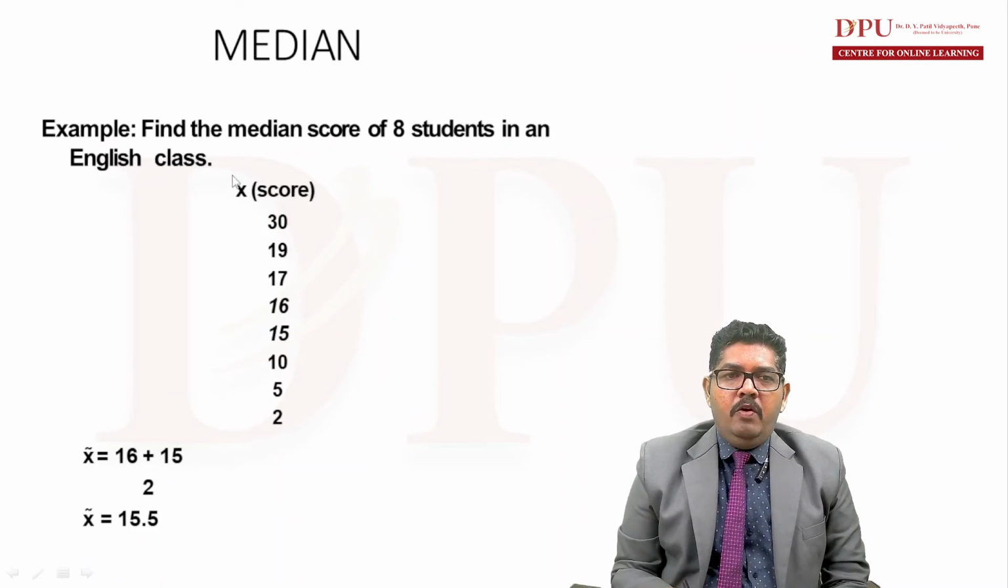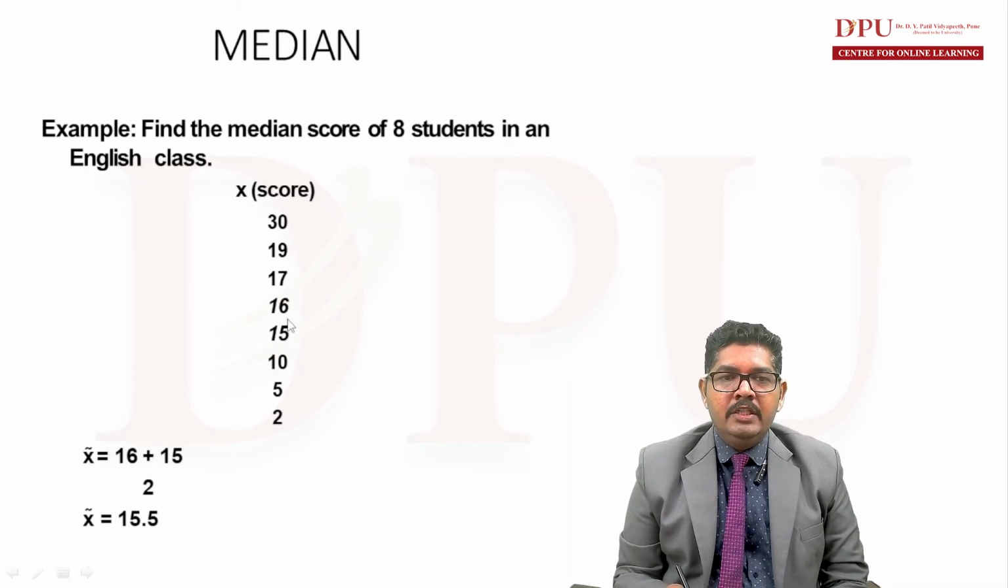Now, find the median score of 8 students in an English class. These are the scores of 8 students for the English course: 30, 19, 17, 16, 15, 10, 5 and 2. The number of observations in this case is an even number, right? So what do we do? The median value is equal to 16 plus 15. How do we get it? Okay, let me tell you.